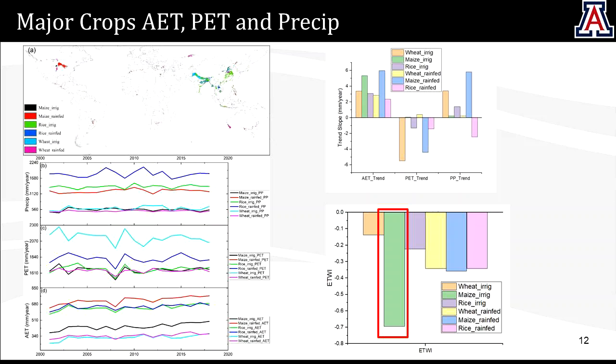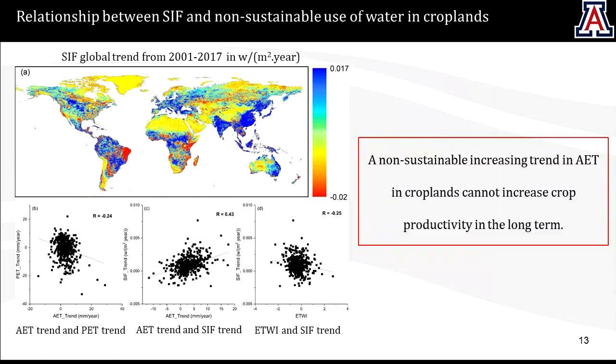Surprisingly, most of the major crops demonstrate a decrease in their PET in this time period. Irrigated wheat has a minimum negative trend value compared to the others. Additionally, most of the major crops except rain-fed rice experience an increasing trend in their precipitation. By combining all these variables in ETWI, irrigated maize experienced the most non-sustainable trend in actual ET.